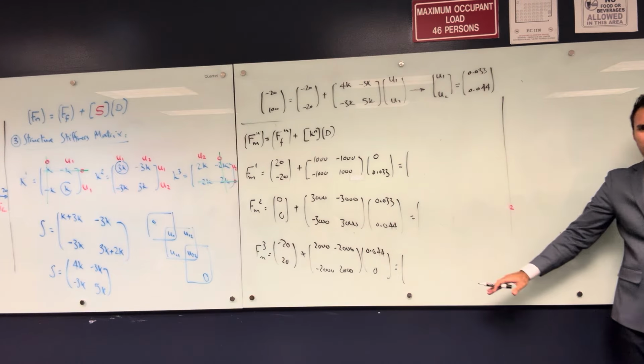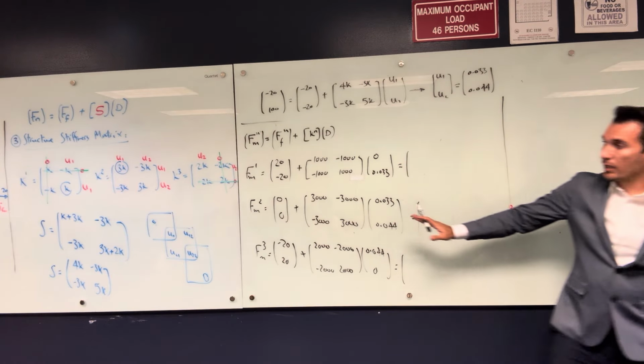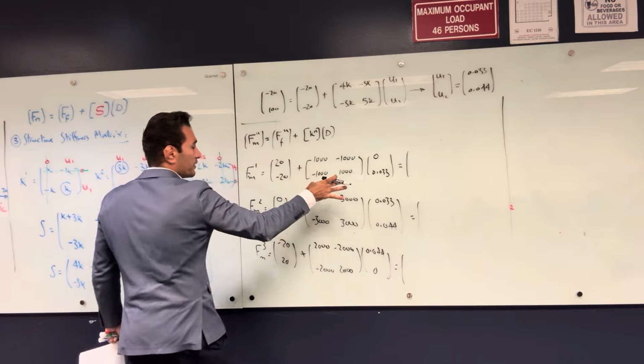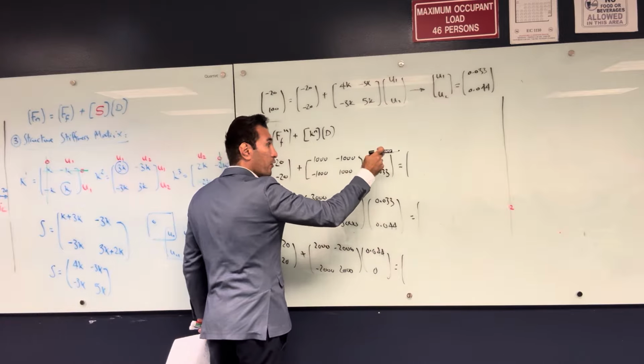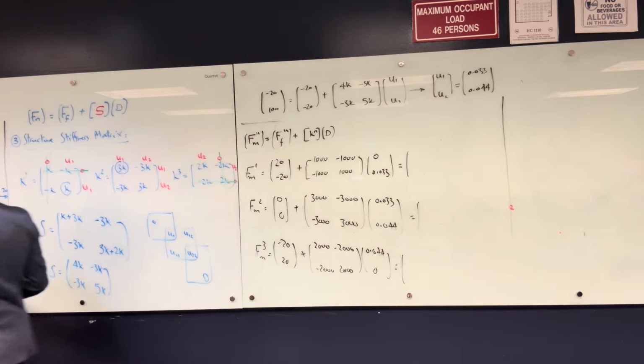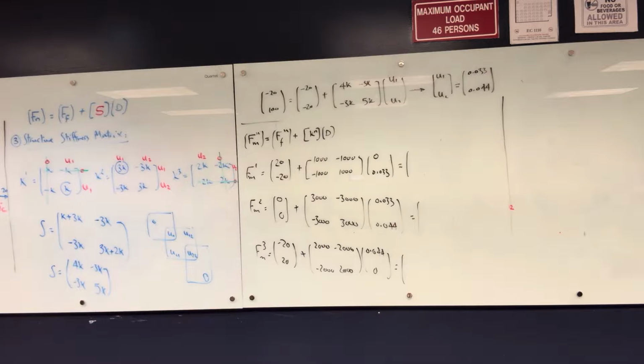You guys got that? So basically, fixed end forces plus the stiffness matrix of the member multiplied by the deformation. This is 0 because this member doesn't have any deformation here. You should get 0 force. You should get 0 deformation here.